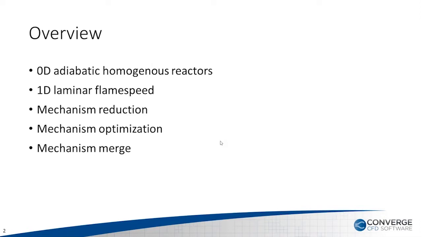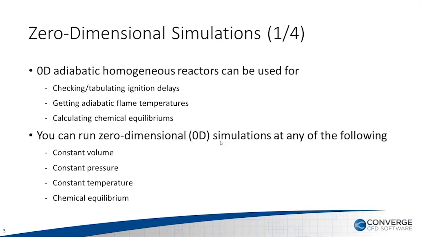The first two are more basic types of tools. The reduction, optimization, and merge are basically built on 0D and 1D simulations. They can involve more high-level skills, but I will try to cover them here and show you some examples to help you understand how they work and how they will help you.